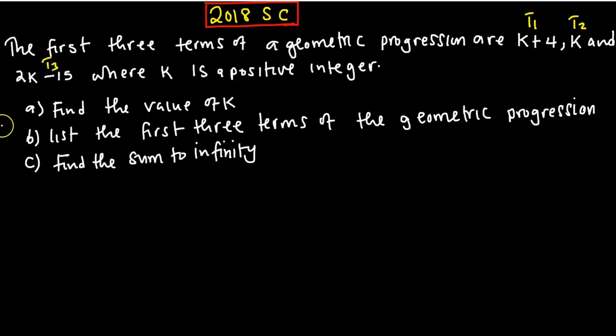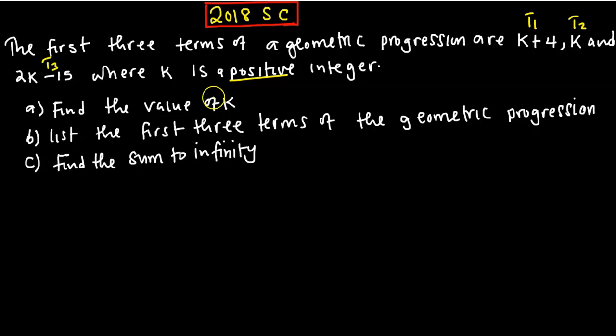Okay, the first 3 terms of the geometric progression are K plus 4, K, and 2K minus 15, where K is a positive integer. So here, very important: K is a positive integer. Find the value of K. So how do you find the value of K?